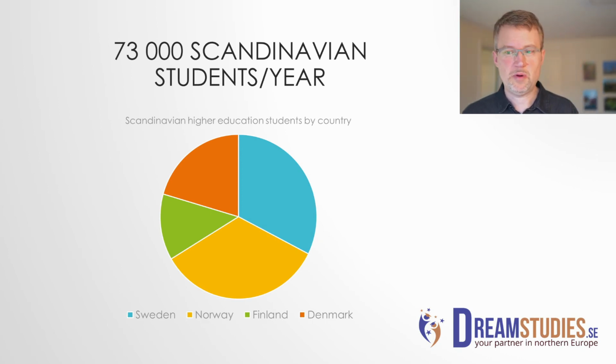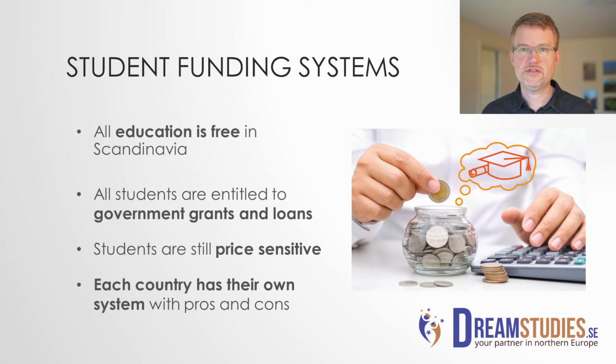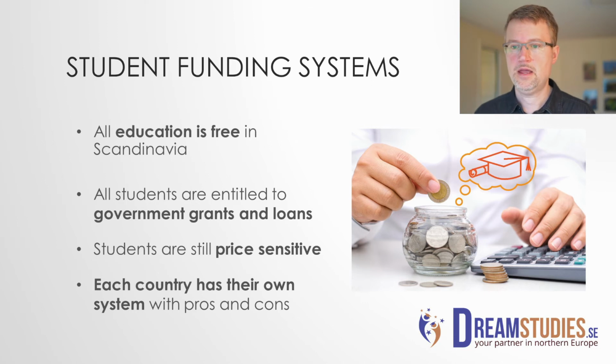Sweden has the largest population in the Nordic countries and the highest number of international students. However, for higher education, Norway has at least as many students as Sweden, so they have by far the highest percentage of students studying abroad. So why is that? One of the keys to getting students from Scandinavia is to understand the Scandinavian student funding system. I'm an expert on the Swedish CSN system, but I also have a fair knowledge of the systems in the neighboring countries.